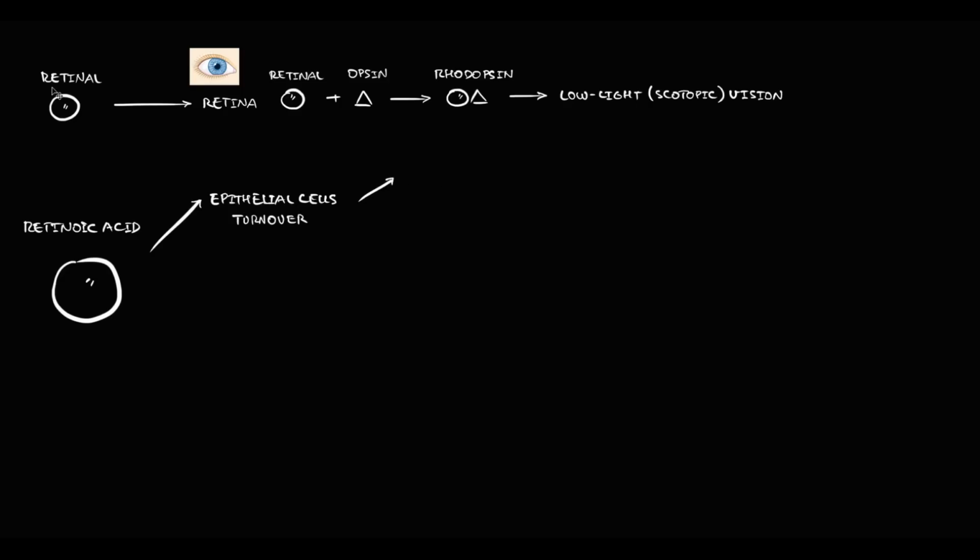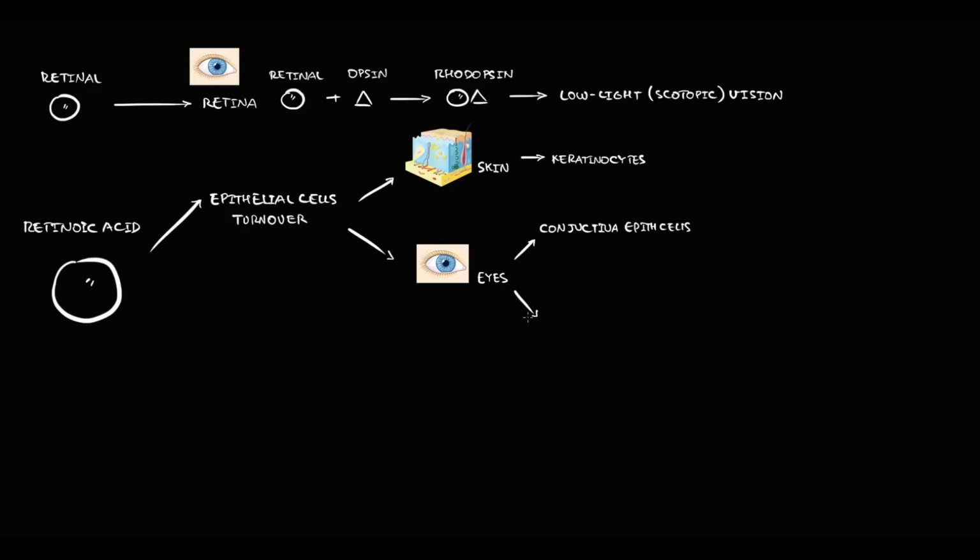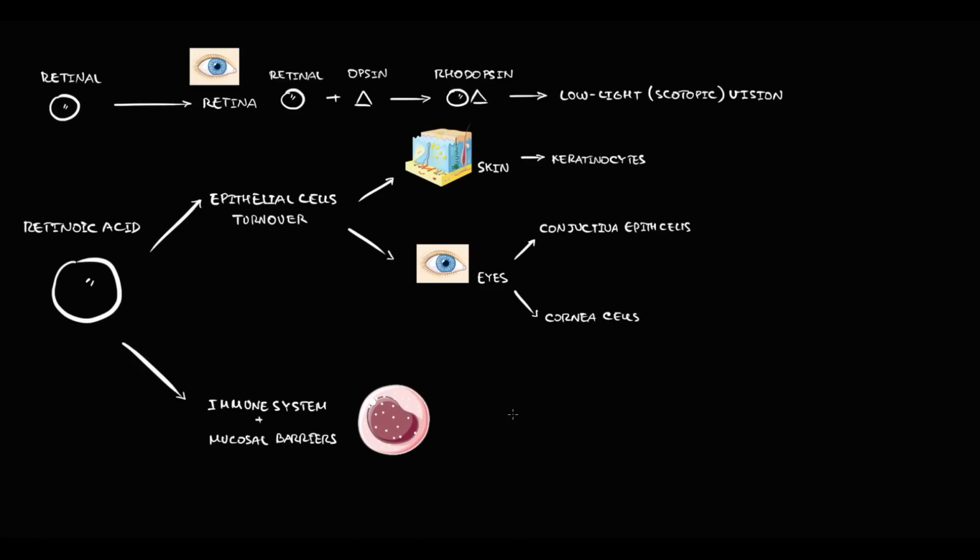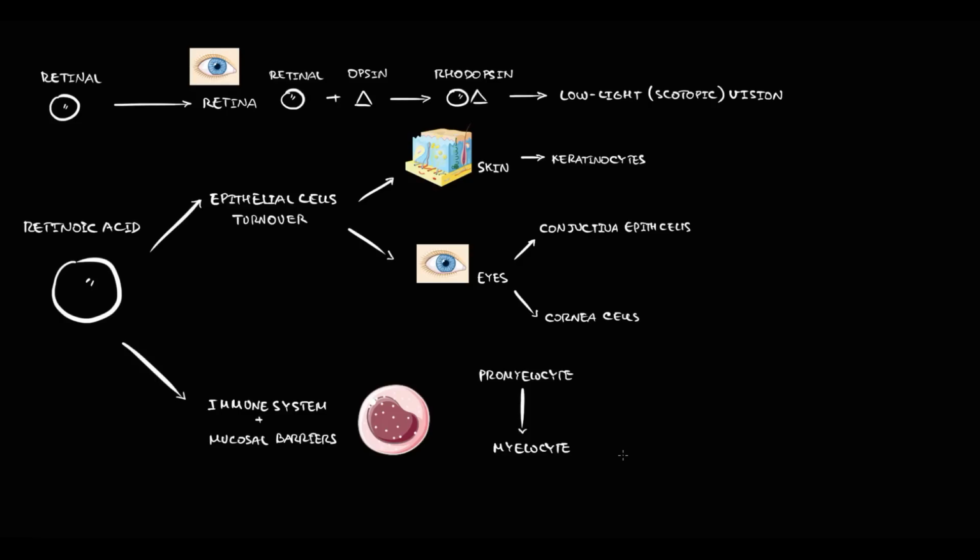In the skin, it regulates the turnover of keratinocytes. In the eyes, it regulates the turnover of conjunctival epithelial cells and cornea cells. Also, retinoic acid regulates the function of our immune cells and mucosal barriers. For example, vitamin A provides the conversion of promyelocytes to myelocytes, which is an essential step in hematopoiesis of neutrophils.